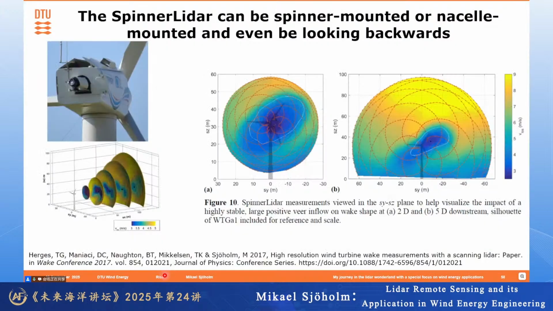And this spinner lidar can also be used in other scenarios, like we did together with some people in the US, where they placed it looking backwards to study the wake of one turbine at different downwind distances from the turbine.